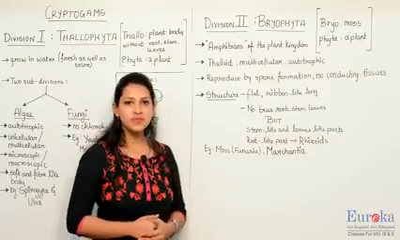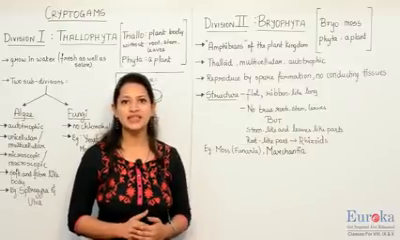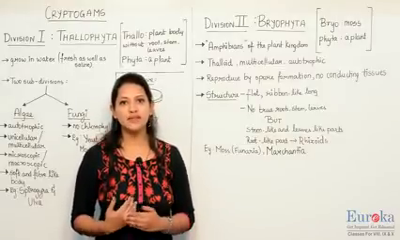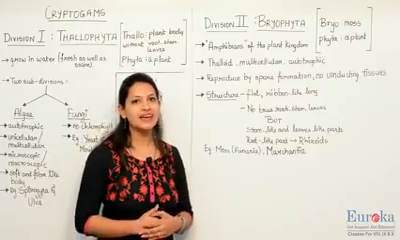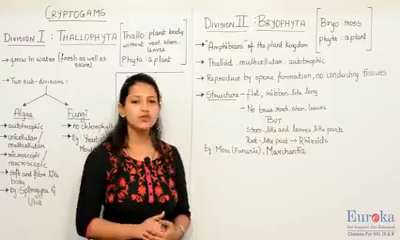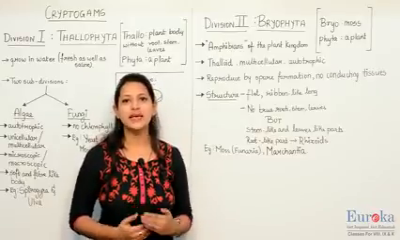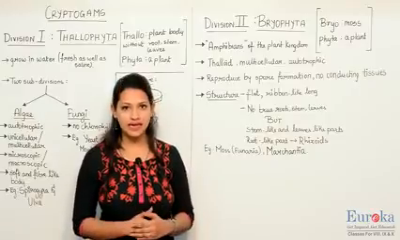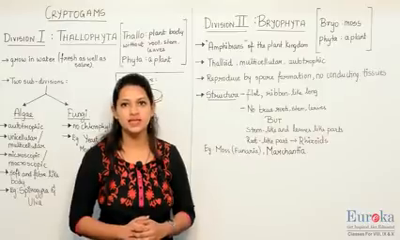They reproduce by spore formation and they do not have conducting tissues, that is, there is no xylem and phloem. Their structure consists of a flat and ribbon-like fiber. They do not have true stem and leaves, but they have structures resembling stem and leaves. And also they have root-like structures which are known as rhizoids.